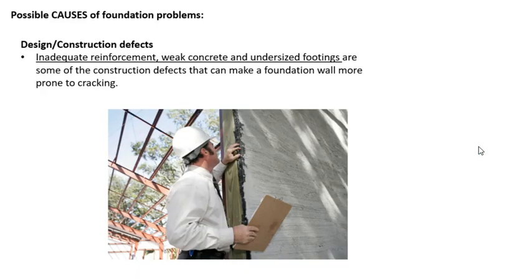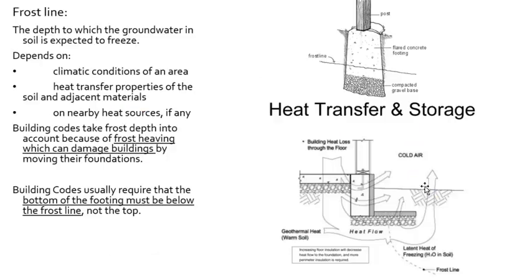And then design and construction defects. Either the design was faulty, something was not correct in it, or the design was correct and it just wasn't executed properly. So inadequate reinforcement, that would be steel reinforcement within the concrete typically, which we will talk a little more about. Weak concrete, so not up to where it should be in terms of what was specified probably, or the sizing of the footings was perhaps also undersized. So either in the design or the execution of it, problems could occur as well.